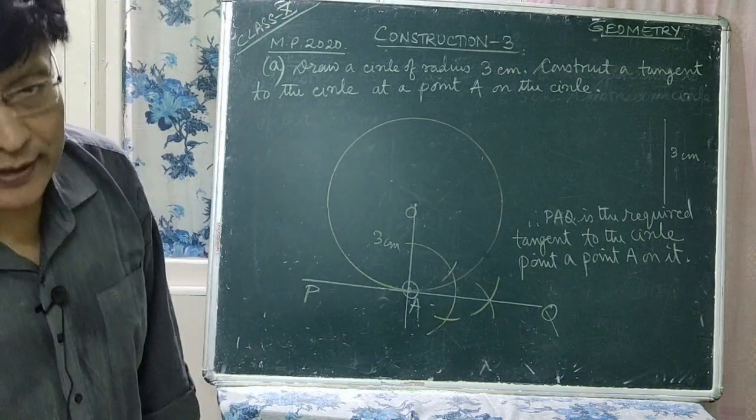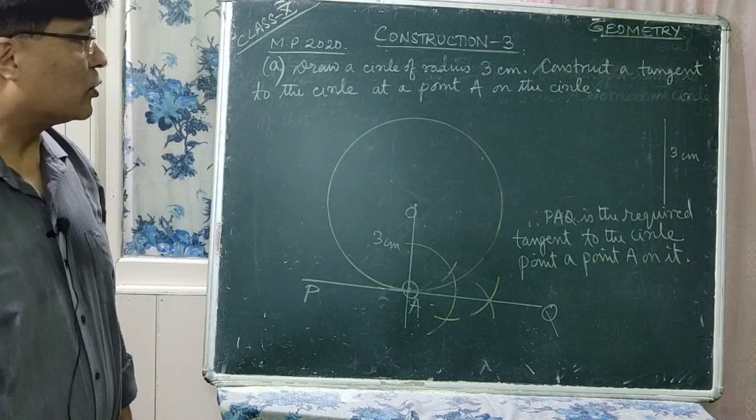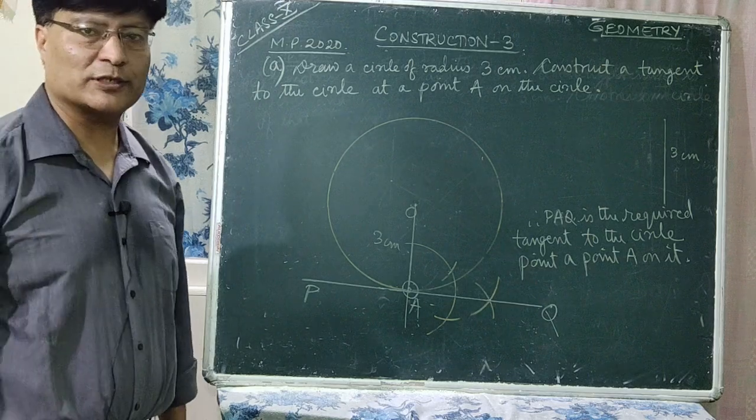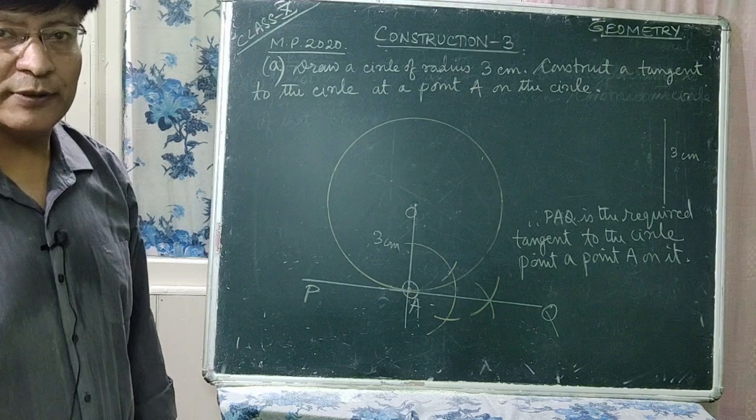Okay, so I think I've understood it. So we will do another construction now. In another construction, we'll draw two tangents to the given circle.